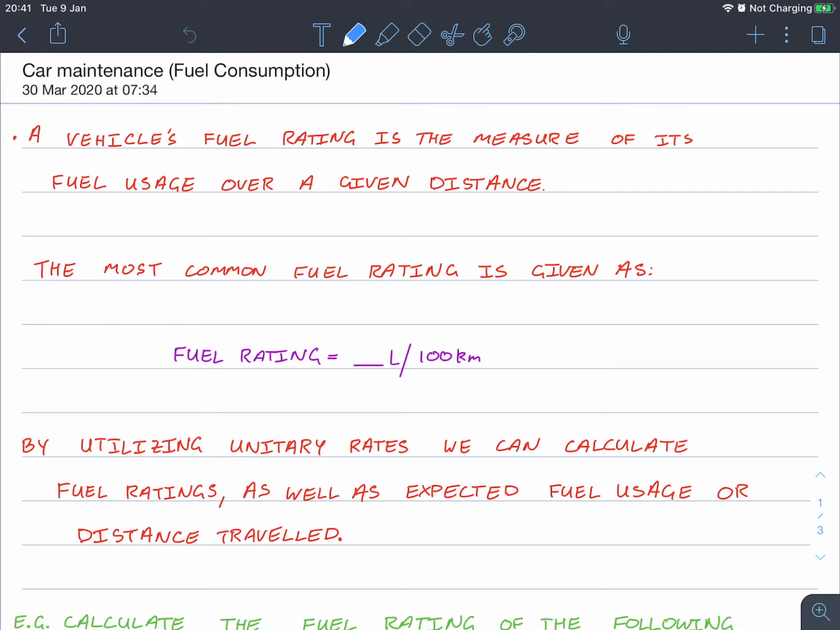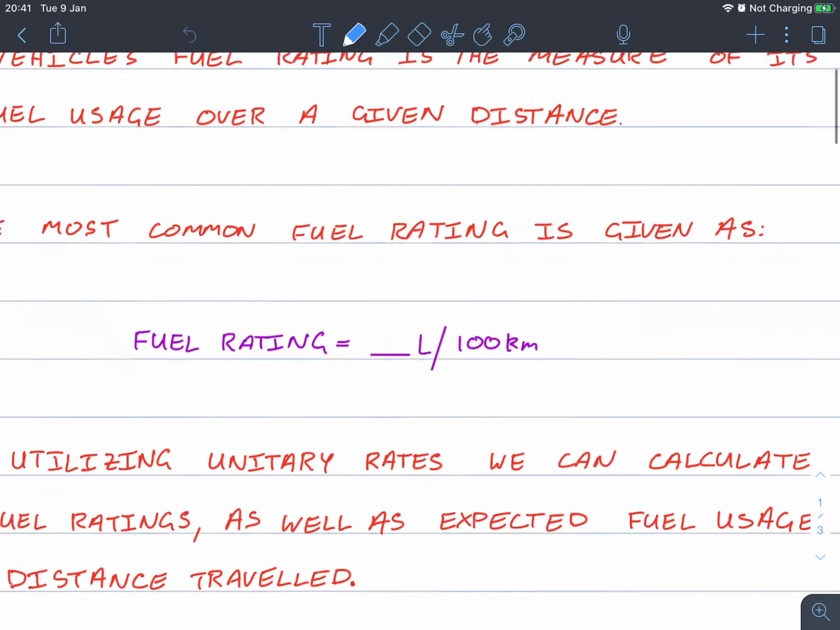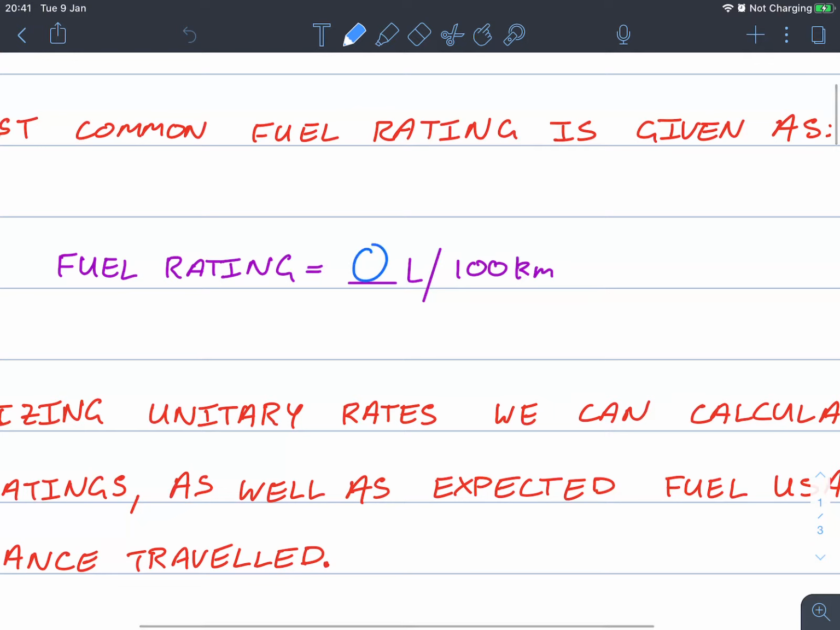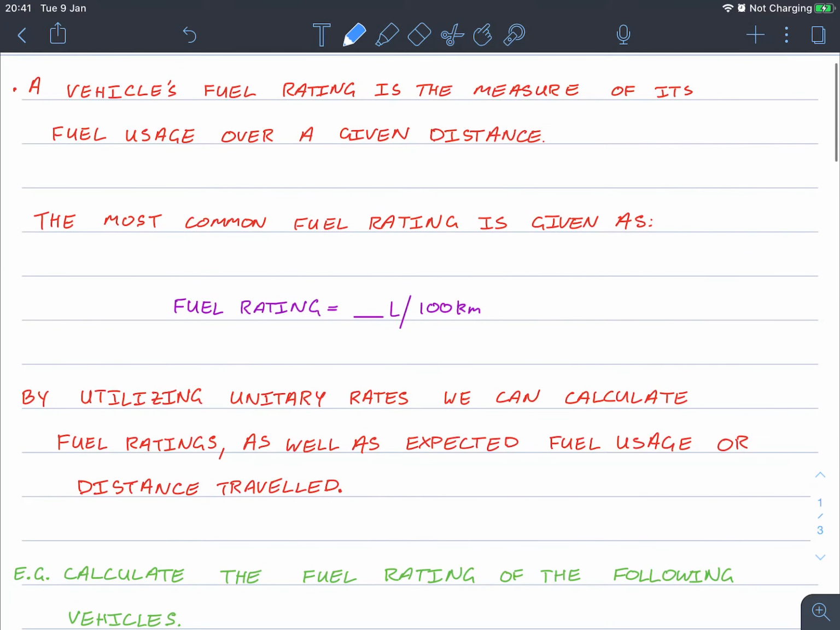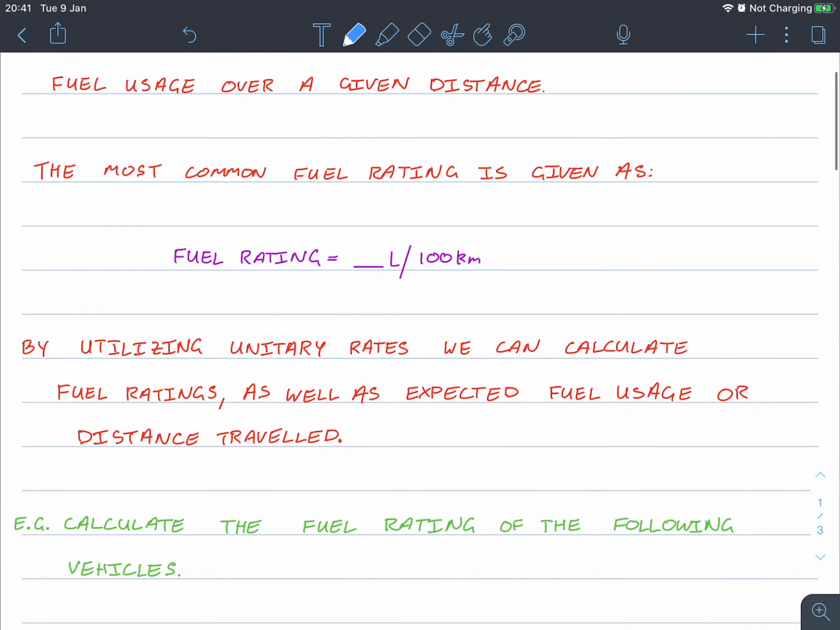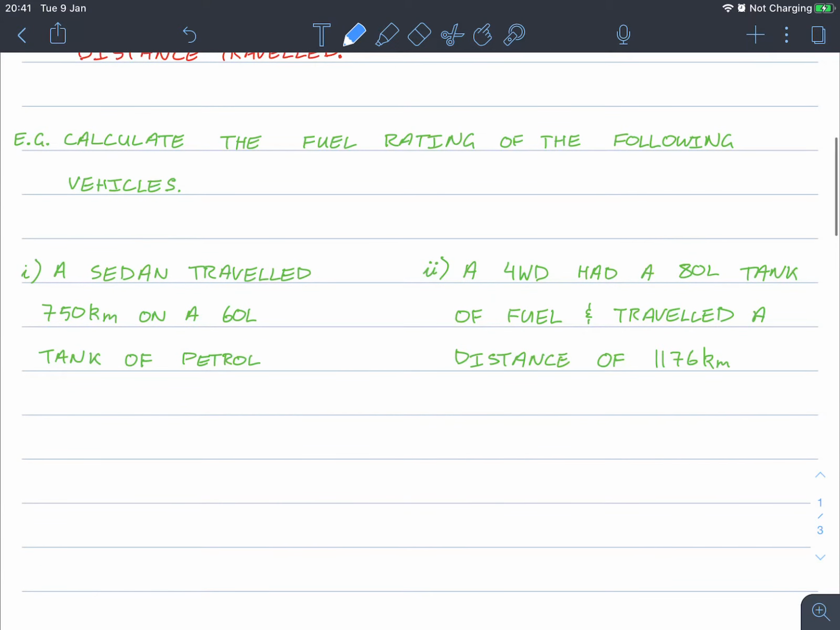A vehicle's fuel rating is the measure of its fuel usage over a given distance. The most common fuel rating is given as some number of liters per 100 kilometers. By utilizing the unitary rate or unitary method, we can calculate fuel ratings as well as expected fuel usage or distances traveled. So let's calculate the fuel rating of the following vehicles.